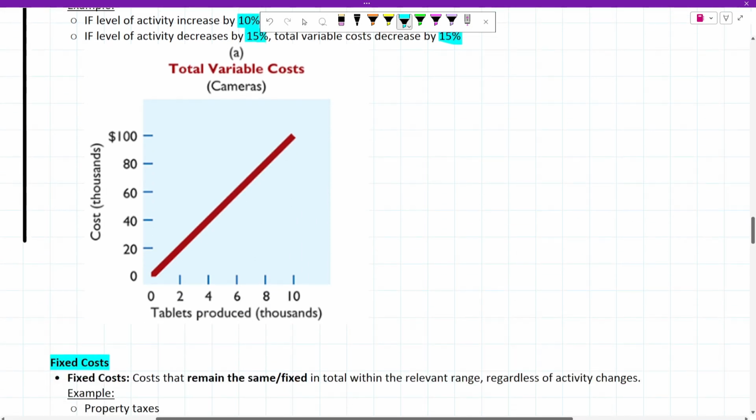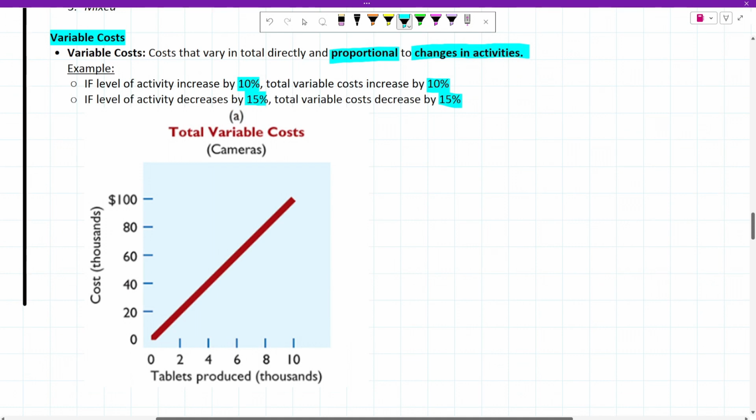And this is the diagram. You guys could see and pause it if you want. And it just shows how it looks like for a total variable cost.